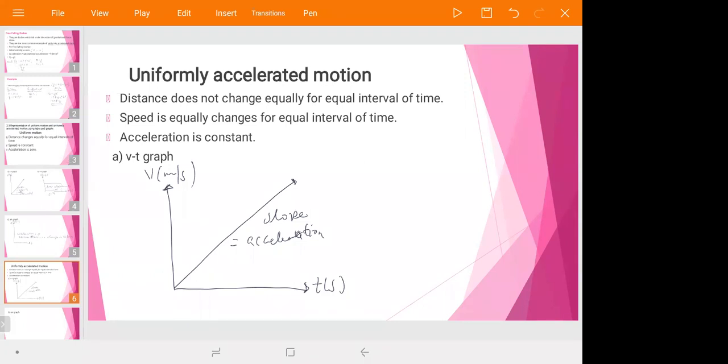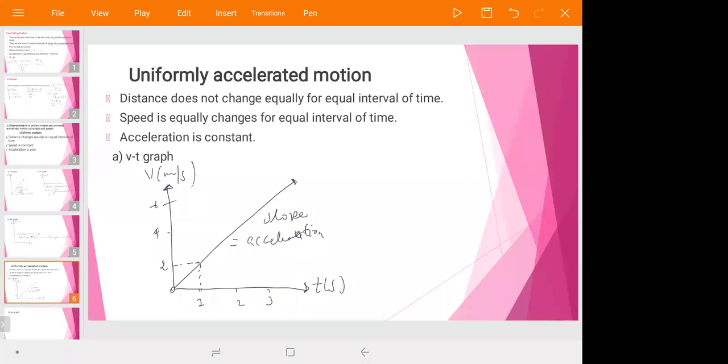But in this case, when we talk about area, it is equal to change in velocity. For example, if you take this one as initial, 0, 2, 4, 6, and calculate the acceleration at every point, you will get 2 meters per second square. And the slope is equal to the acceleration, again 2 meters per second square, okay?